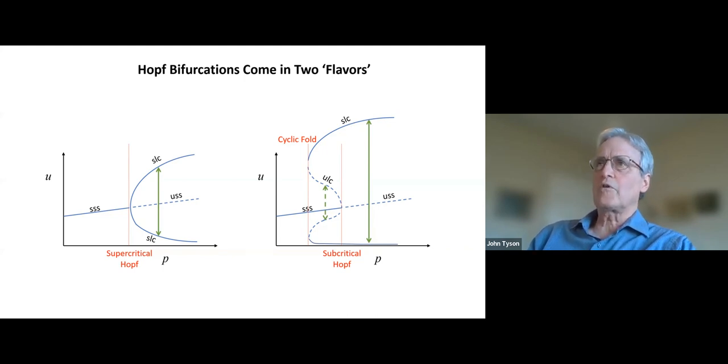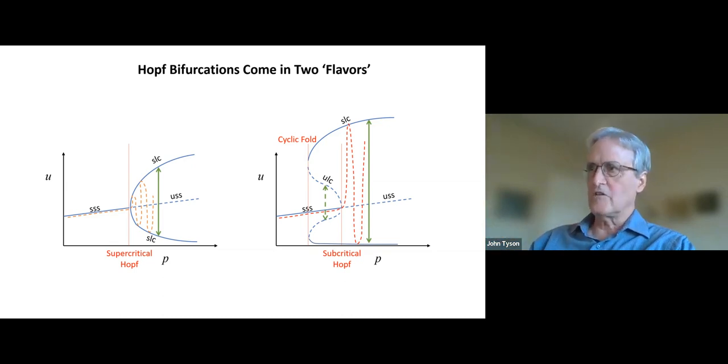In the case of a supercritical Hopf bifurcation, as we increase the parameter, the oscillations are born with small amplitude and a finite period. And as you move away from the bifurcation point, the amplitude of the oscillation increases. On the other hand, for a subcritical Hopf bifurcation, when you first see the oscillations, they're already full grown, large amplitude oscillations. So they have very different signatures.